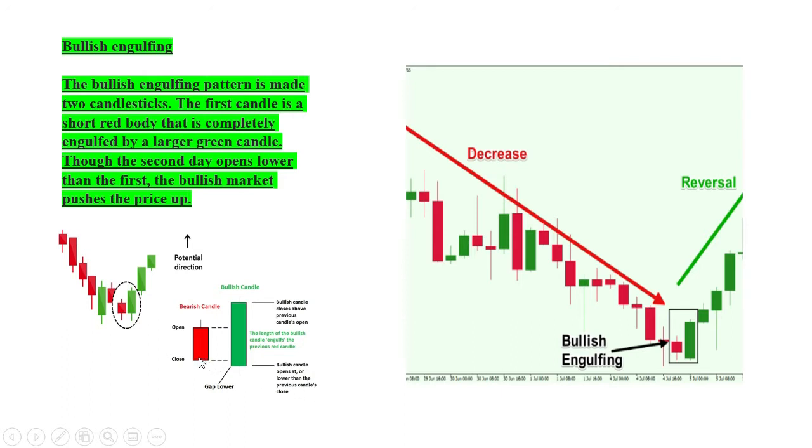So the candle closed here, the bearish one, and the bullish candle opened up a little bit below, which is what we're looking for. The length of the bullish candle engulfs the previous red candle. See how it's bigger than the red candle? It engulfs it. The bullish candle closes above the previous candle's open, which is here, closes way above it.